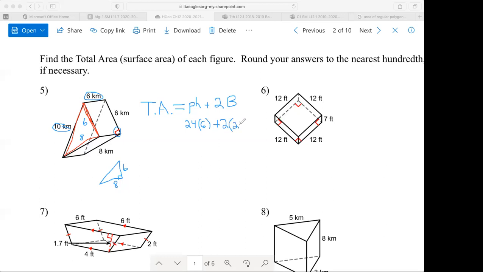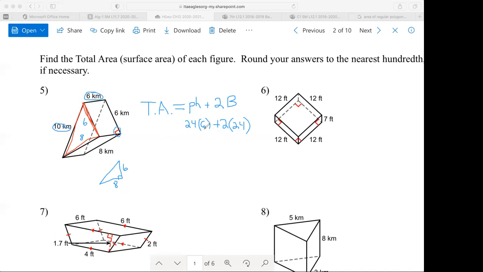I'll talk about that one more time. The base area for this particular one is a triangle. Notice on 6, it's a rectangle. The base area on number 7 is a trapezoid. The base area on number 8 is another triangle. All right, so 8 times 6 is 48. Base times height divided by 2 for area of a triangle. Oh, by the way, if I had been thinking ahead, I wouldn't have divided by 2, because now I'm going to multiply by 2 again.